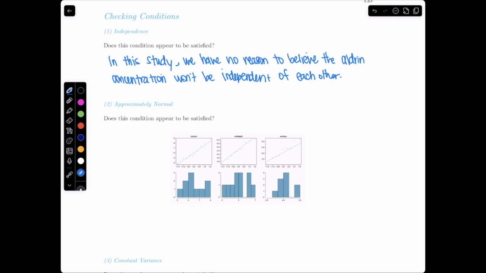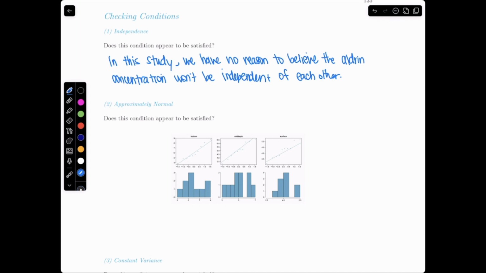So this one, like it said earlier, can be a little difficult to verify. The sample sizes are relatively small at each level. They're 10, and they're not paired. So whatever I capture at the surface is not going to affect what I capture at the bottom. So we have no reason to believe that they aren't independent and they cannot be paired. So we can move on to normality.